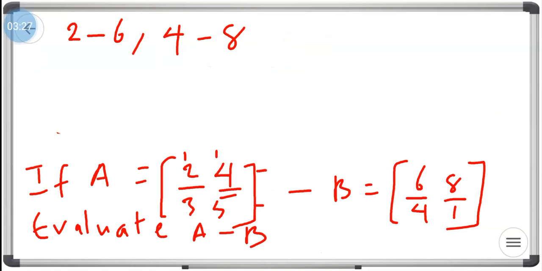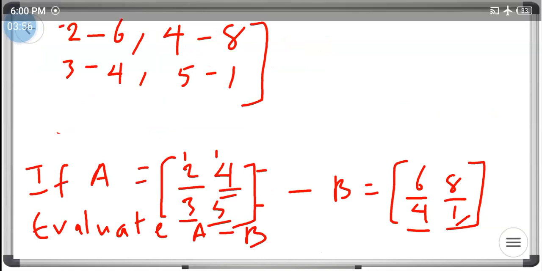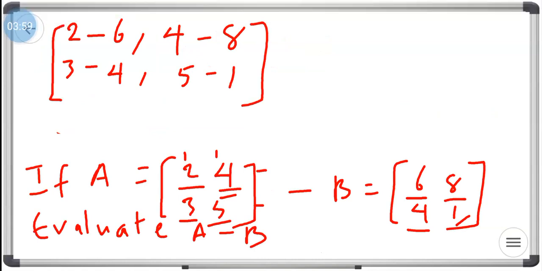Now the next row: A21 here is 3, minus A21 there, that's 4: 3 minus 4. Now we are through with that. The next one is A22: A22 here is 5, minus A22 there, that is 1: 5 minus 1. So we have that now. Let's enclose it within a square bracket.